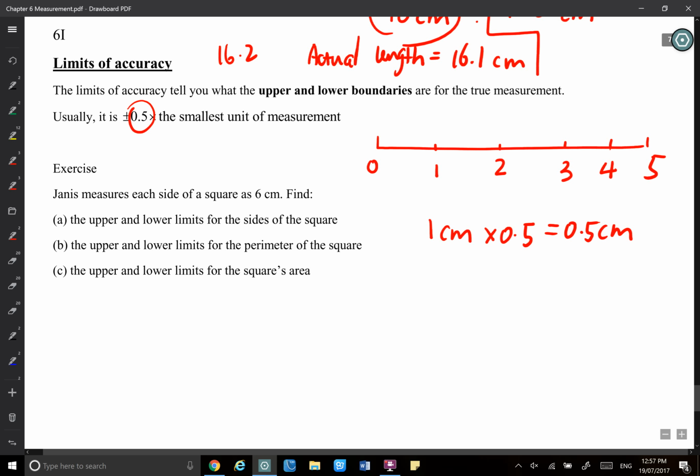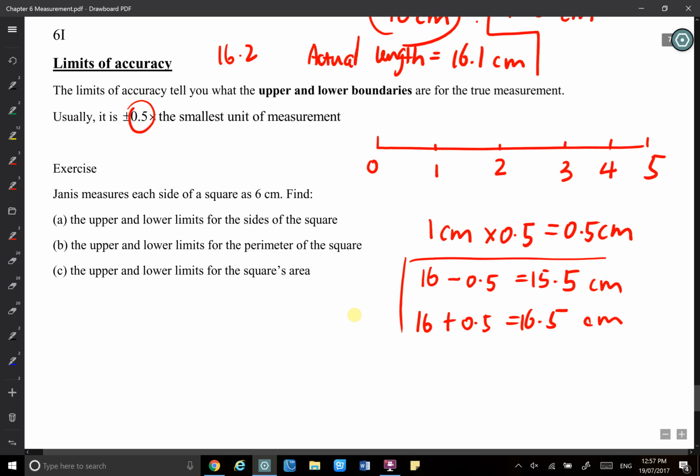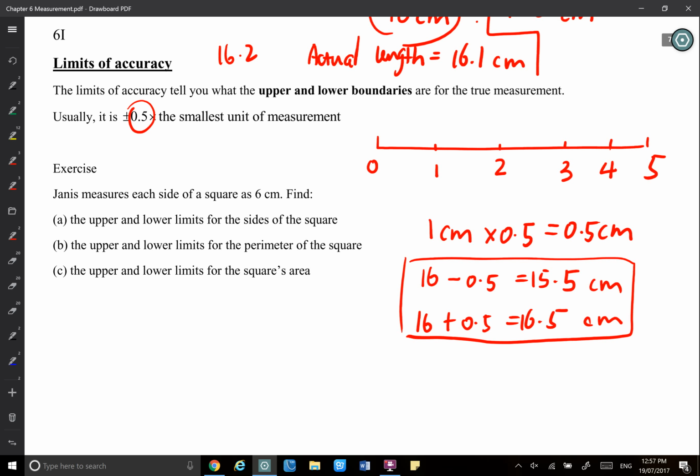So what is the range of the length? It is 16 minus 0.5, which is 15.5, and 16 plus 0.5, which is 16.5 centimeters. Which means if on your ruler the smallest unit is 1 centimeter, and the actual length is between 15.5 and 16.5 centimeters, everyone will measure it and tell me that's 16 centimeters. If it's 16.6, you may tell me 17 centimeters, since it's closer to 17.